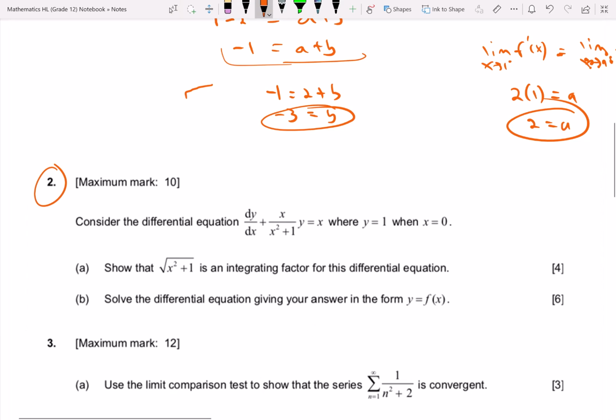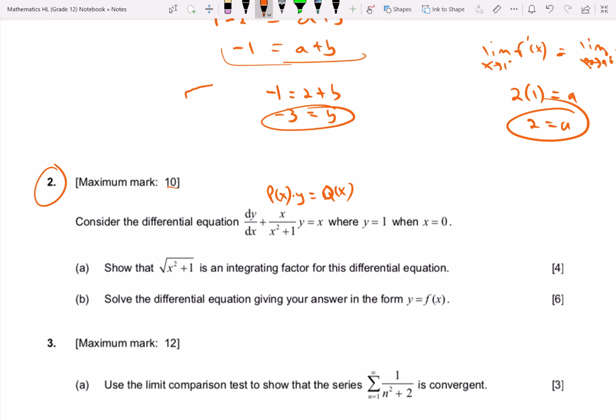Okay, in this video we're going to go over number 2. This one's worth 10 marks. We're looking at this differential equation. It's a differential equation because there's a derivative. Notice the format it's in. It's in dy/dx plus p of x times y equals q of x.